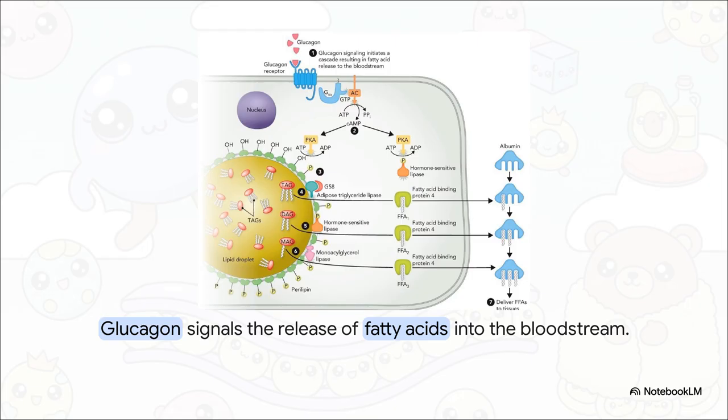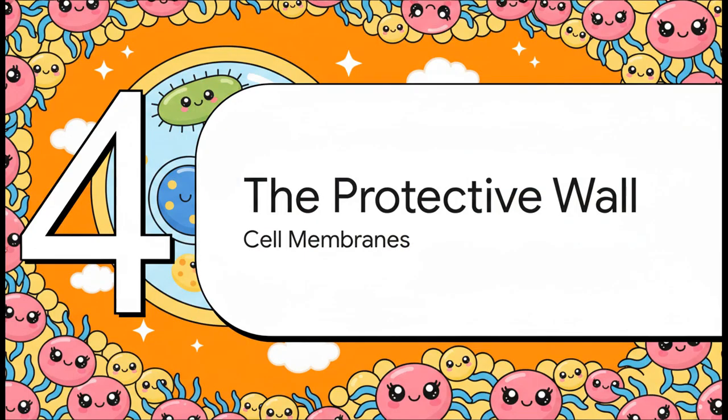That cascade activates lipases right inside the fat cell, slicing open those stored triglycerides and flooding your bloodstream with free fatty acids, completely ready to be burned for fuel. Okay, part 4. The protective wall.